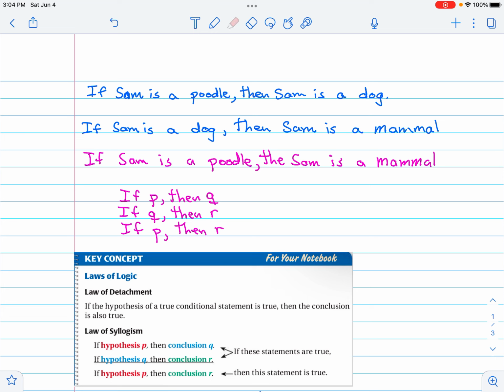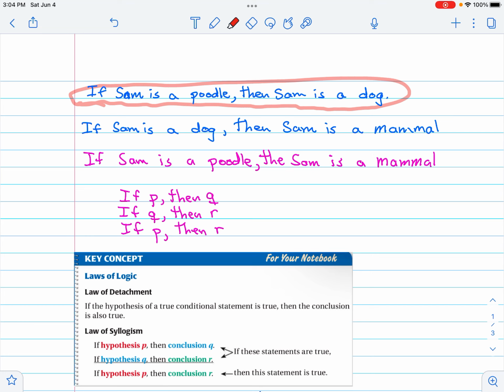Let's suppose that we have a true statement here. If Sam is a poodle, then Sam is a dog. So, yeah, that's true. So let's suppose we have something like that and it's true. What we do is if we have a situation where the hypothesis is true, then the conclusion is automatically true. For example, if Sam is a poodle, then Sam is a dog. Let's suppose we know that Sam is a poodle. Then we can rest assured that Sam is a dog. So there's the law of detachment.